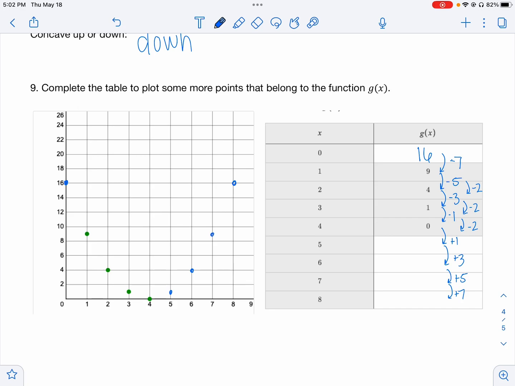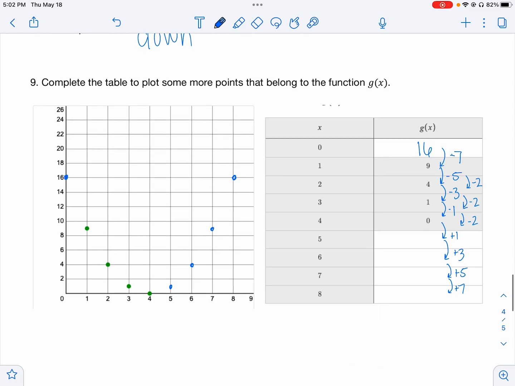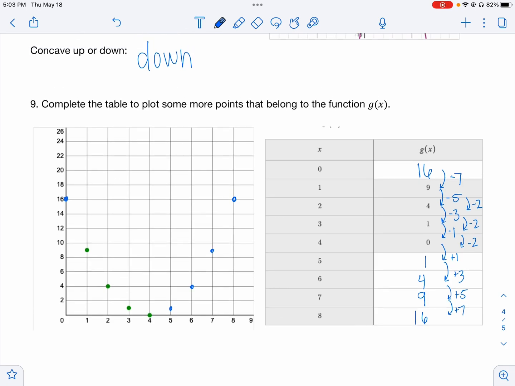And that's how we can finish up that graph of the parabola to plot some more points. And this is 1, 4, 9, and 16. Okay, hopefully that helped with preparing for the test.